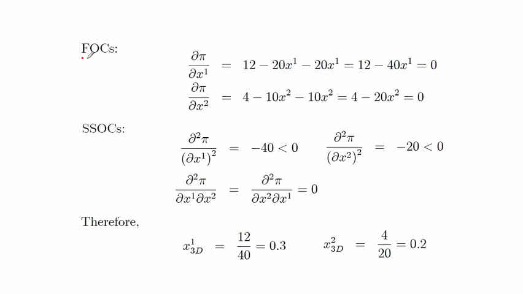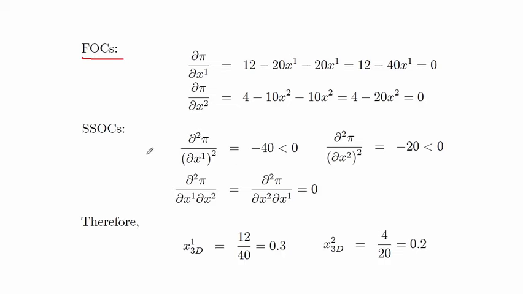So first we need to find the first order conditions. Since we're finding the profit maximizing x1 and x2, we have to take the partial derivative with respect to x1. This is it. So 12 minus 40 x1 is equal to 0, and with respect to x2, 4 minus 20 x2 is set equal to 0.